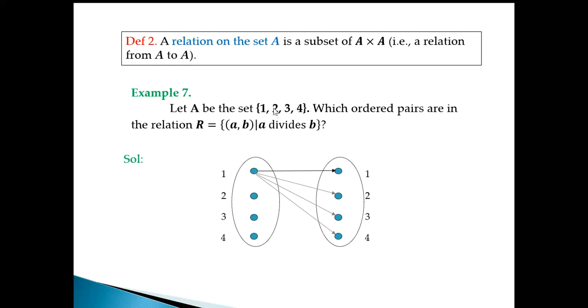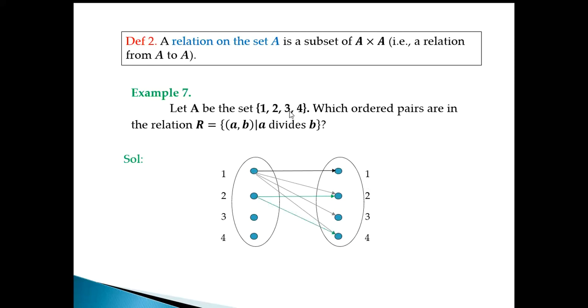Next come to the second element 2, and take the relation with the other set, which is again set A. So now the element 2. Check here, 2 divides 1? No. 2 divides 2? Yes. 2 divides 3? No, so 2 is not related to 3. 2 divides 4? Yes, it means that 2 is related to 4.